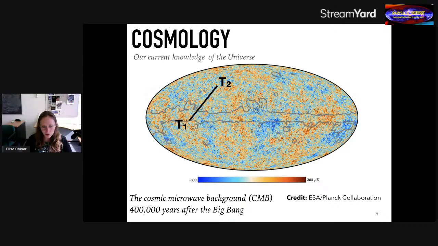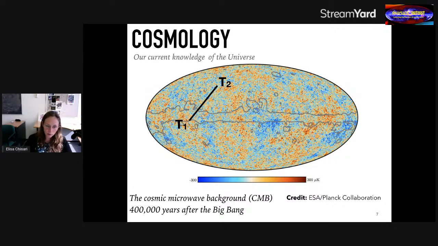So this map that you're seeing in this picture represents a map of the whole sky, and the colors represent changes in the temperature of this light. So in some regions, the temperature is hotter, and in some regions, the temperature is cooler. And it looks like noise, but it is not. There are actually patterns encoded in this map that can help us test our models of the universe.